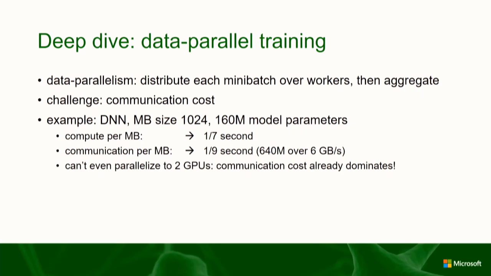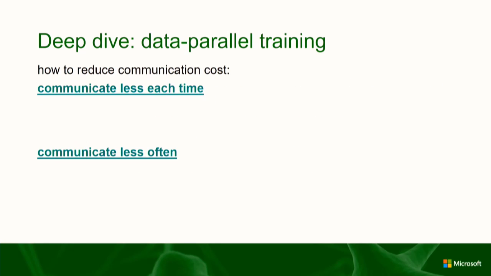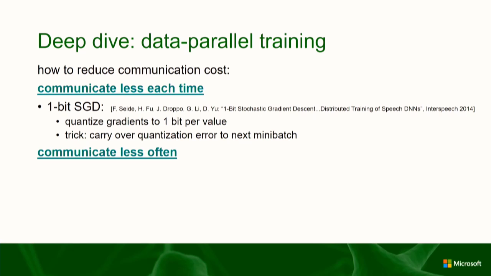So even with just 2 GPUs, you will not be able to parallelize it very effectively because the communication cost dominates. In those situations, what you could do is communicate less each time, and the second approach is to communicate less often. There's something called one-bit SGD that Frank pioneered here, where instead of communicating the full gradients, you quantize the gradients to 1 bit per value, but you keep track of the error rates internally and only update them in a very infrequent manner. You can look up the paper for more details. I will not have time to go into that.